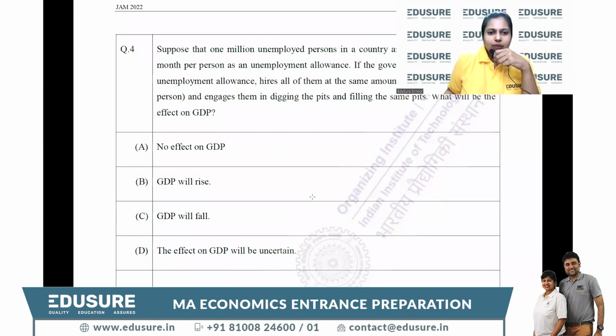Question number 4. Suppose that 1 million unemployed persons in the country are receiving 6,000 per month per person as an unemployment insurance. If the government, instead of paying unemployment insurance, hires all of them at the same amount, 6,000 per month, and engages in digging pits and filling the pits, what will be the effect on GDP? So the 6,000 earlier was transfer payment. So it would not be included in GDP.